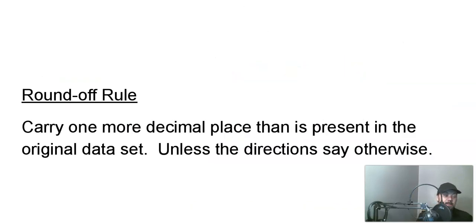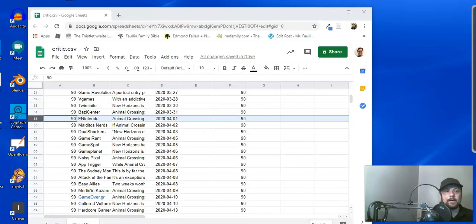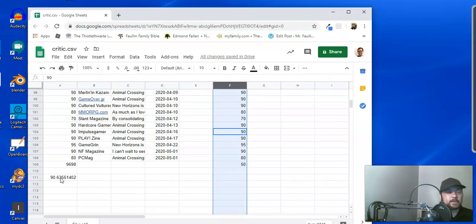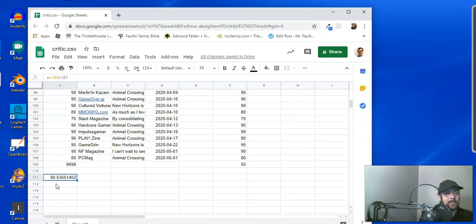Round-off rule, which we kind of used when we did the mean: carry one more decimal place than is present in the original data set. You might say, why not? What's the harm in just carrying more decimal places? If we go back to our average here, and I say the average is 90.635514, and that's what I tell somebody the average is for the critic scores, they're going to say, wow, that's a really precise calculation. I hope I'm using the word precise correctly there.